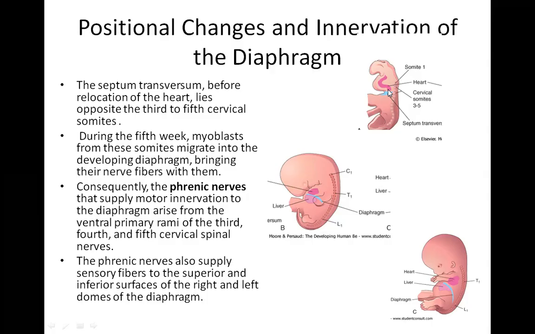So during the fifth week, myoblasts from these somites will migrate into the developing diaphragm, or the developing septum transversum. And then it will descend because of the head fold, so it will bring along with it its nerve supply. Consequently, the phrenic nerves that supply the motor innervation to the diaphragm arise from the ventral primary rami of the C3, C4 and C5 spinal nerves. The phrenic nerve also forms the sensory supply to the superior as well as the inferior surface of the right and left domes of the diaphragm.